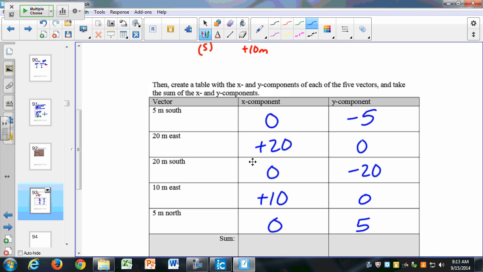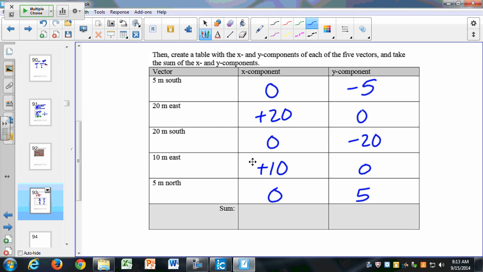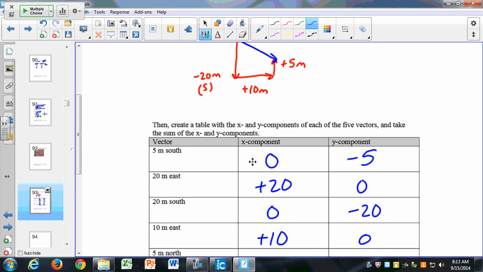Very good. So those are our x and our y components. Some of them are negative because they're in the south or southerly direction, and every one of them has one that's 0 because they're on the axis. So it's either on the x or y axis. I can take the sum of these, so I find that my x component is positive 30, and my y component is negative 20. If we go back to that sketch that we had, that looks about right.